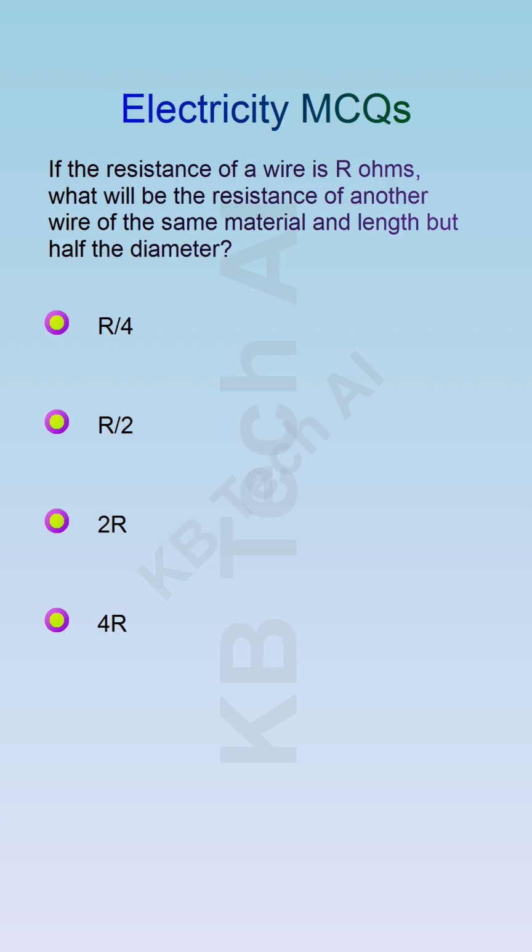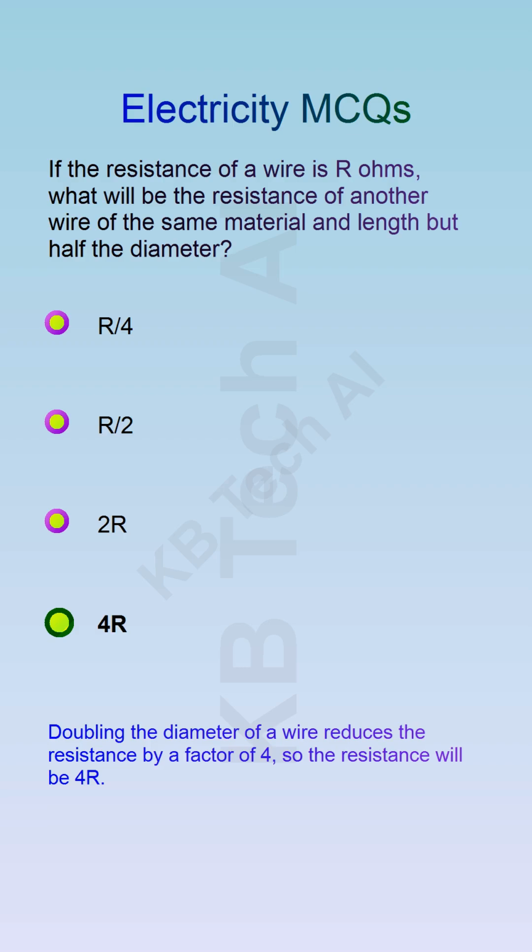If the resistance of a wire is R ohms, what will be the resistance of another wire of the same material and length but half the diameter? Option 1, R divided by 4, option 2, R divided by 2, option 3, 2R, option 4, 4R. The answer is, option 4, 4R.